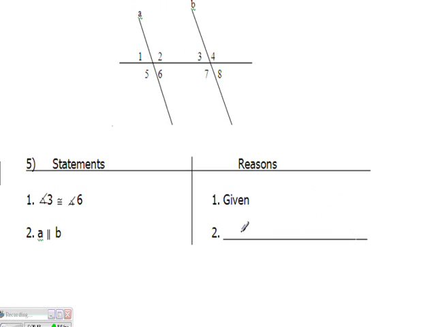Moving on to our next proof, I want you to give me the reason this time, the reason why if angle 3 is congruent to angle 6, then A is parallel to B. So pause and come back when you have the answer. All right, so 3 and 6 are alternate interior angles. So if alternate interior angles are congruent, then A is parallel to B.